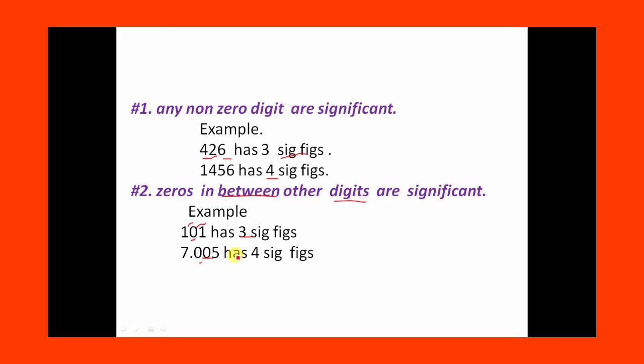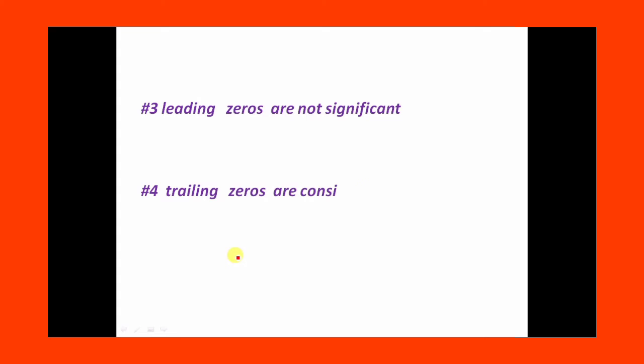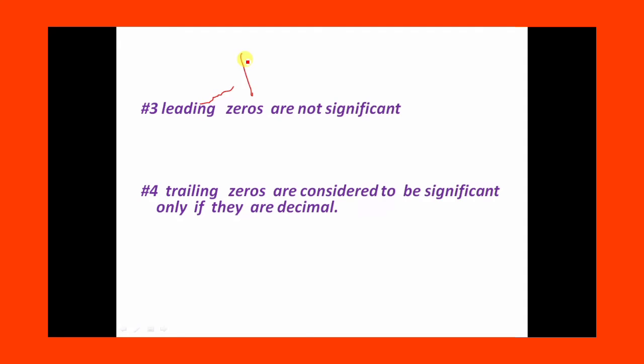Now let us continue with another rule. Rule number 3 says leading zeros are not significant. What do we mean by leading zeros? When we say leading zero, it means a zero which comes before a non-zero digit.